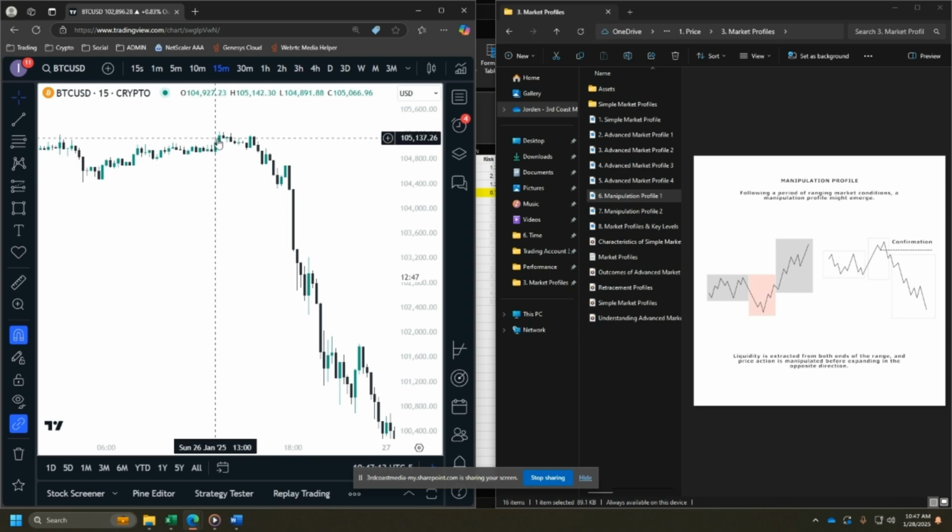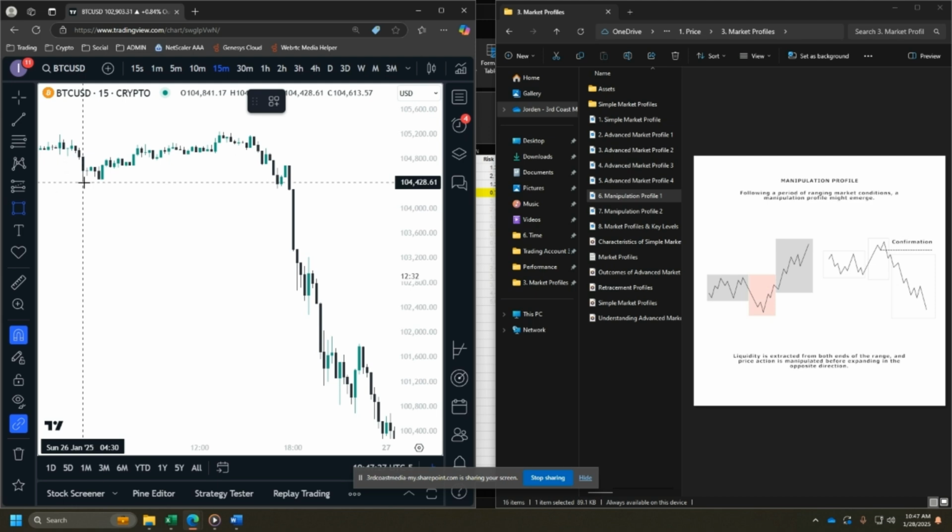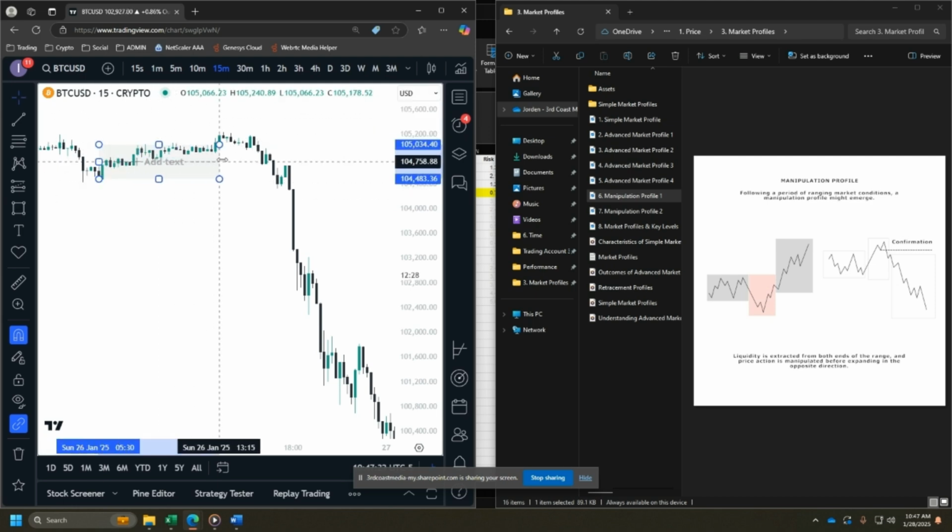So you can see a manipulation profile here. Once you spend some time on the charts looking for manipulation profiles, you'll be able to spot them a little bit more clearly. But the way I can tell is we have a high and a low here.